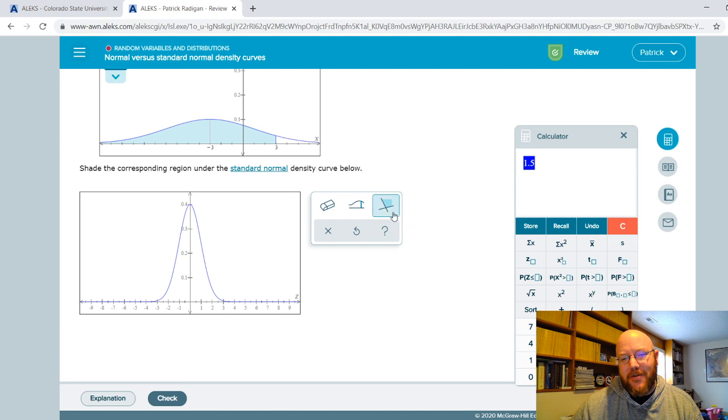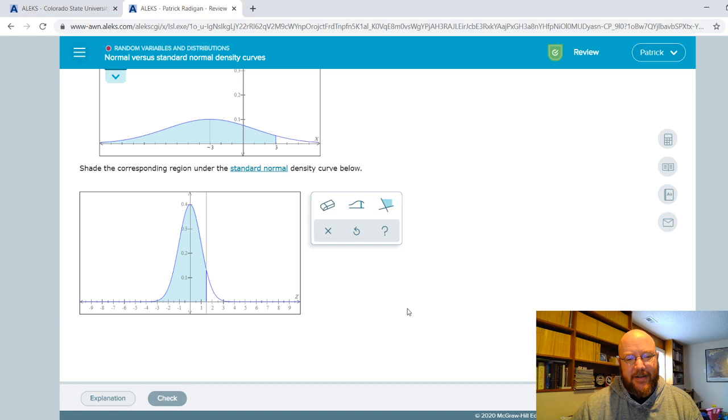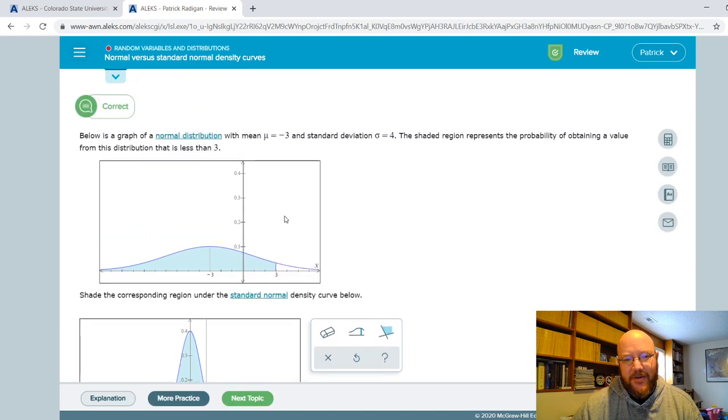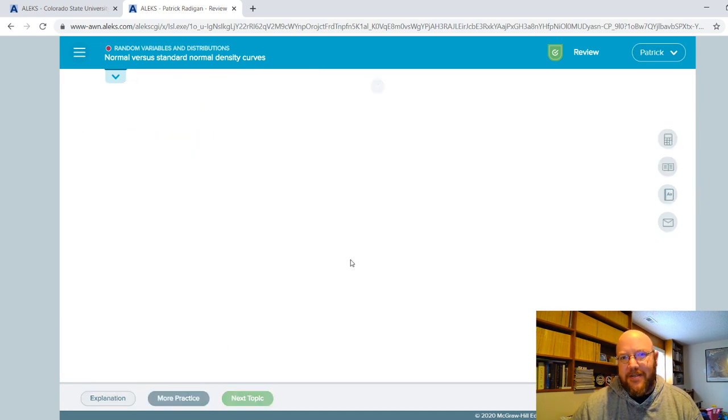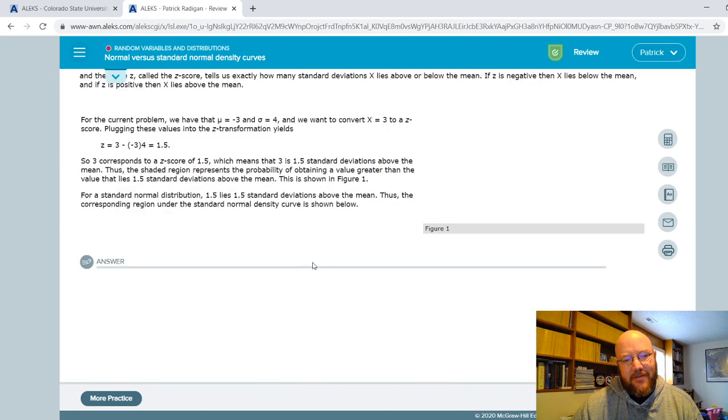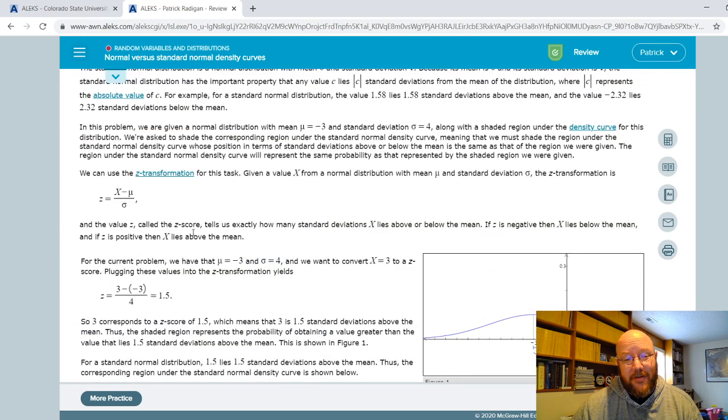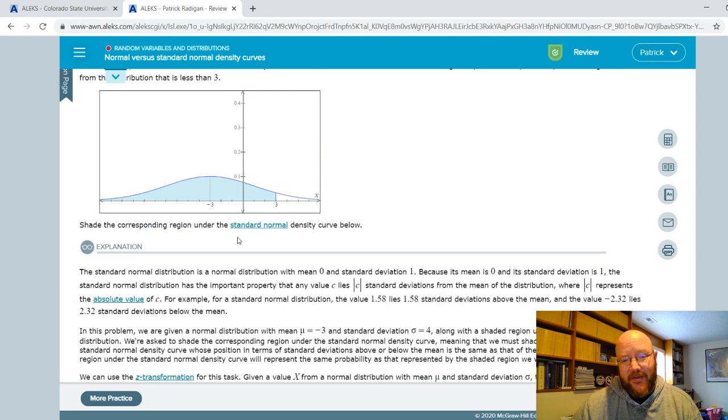Then what we're going to do is grab this guy right here, put 1.5 right between 1 and 2, and shade everything to the left of that. And then there we go, check that. Done. If you go into the explanation here, it shows you the Z formula, which you're going to get really familiar with over the next few chapters: x minus mu divided by standard deviation will give you your Z-score for any value of x.